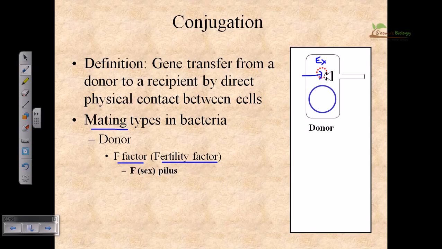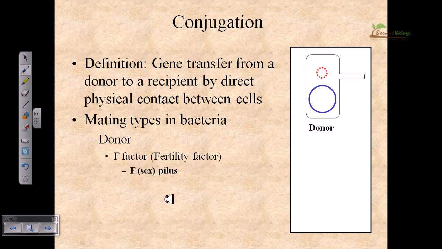Now this factor has to be present inside the donor cell before going through the conjugation step. Otherwise the conjugation cannot be established. Another important thing about this fertility factor is that it must have oriT, or origin of transfer, from where this DNA material will be cleaved and transferred. That is the motility factor for that plasmid, because non-motile plasmids cannot participate in conjugation.